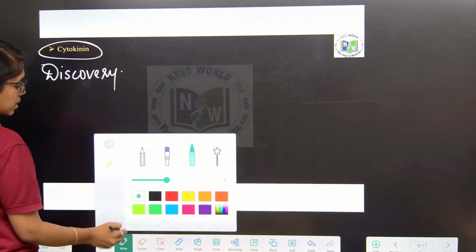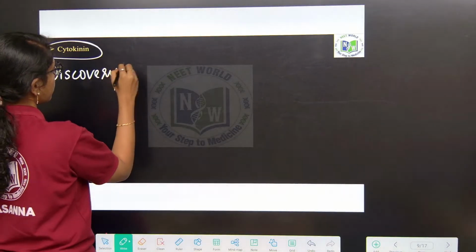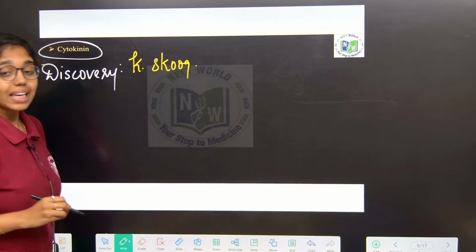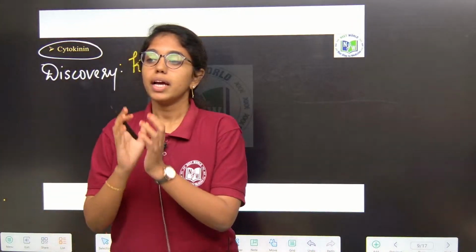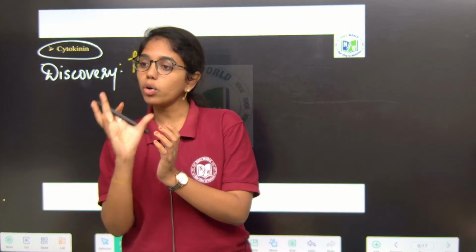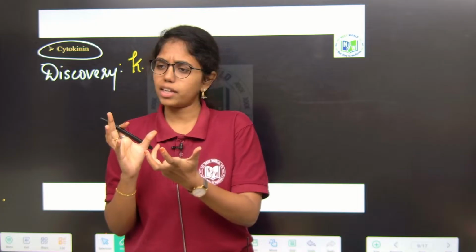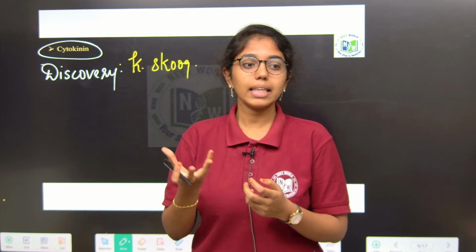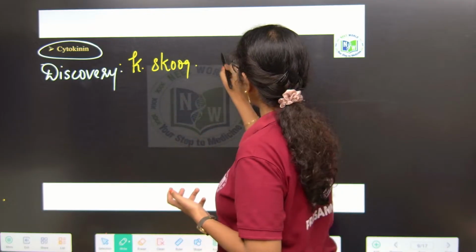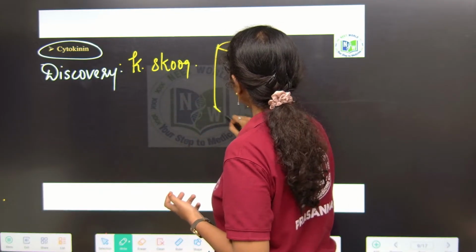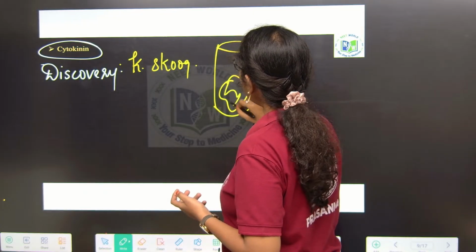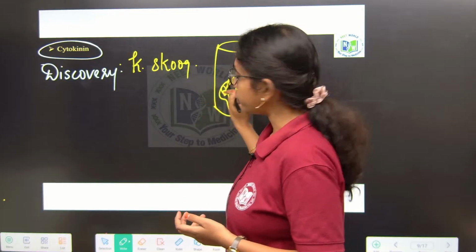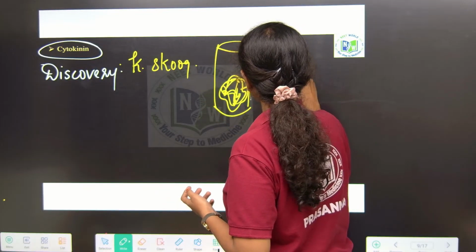Cytokinin discovery is done by K. Skoog. What did he observe? Listen first. K. Skoog observed tobacco callus when he was growing it. You know callus, no? The small undifferentiated mass of cells in the tissue. In the laboratory, when you are cultivating any plant, first you will observe this small undifferentiated mass inside the test tube. That small undifferentiated mass is called callus.